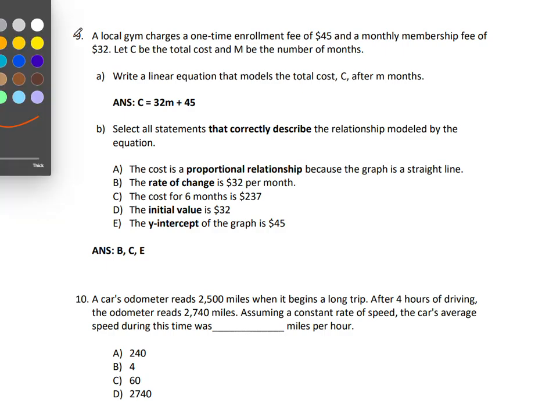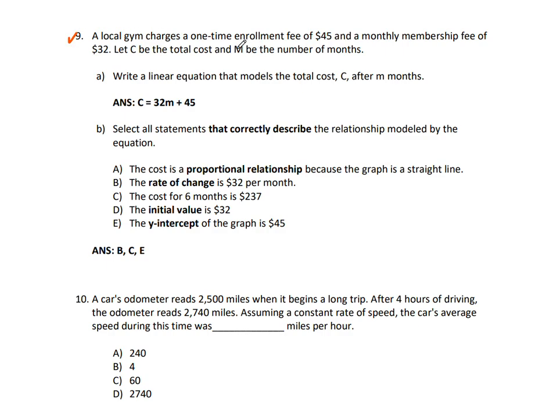In this particular question, we are told that a local gym charges a one-time enrollment fee of $45 and a monthly membership fee of $32. Let C be the cost and let M be the number of months. We are asked in part A to write a linear equation that models the total cost C after M months.